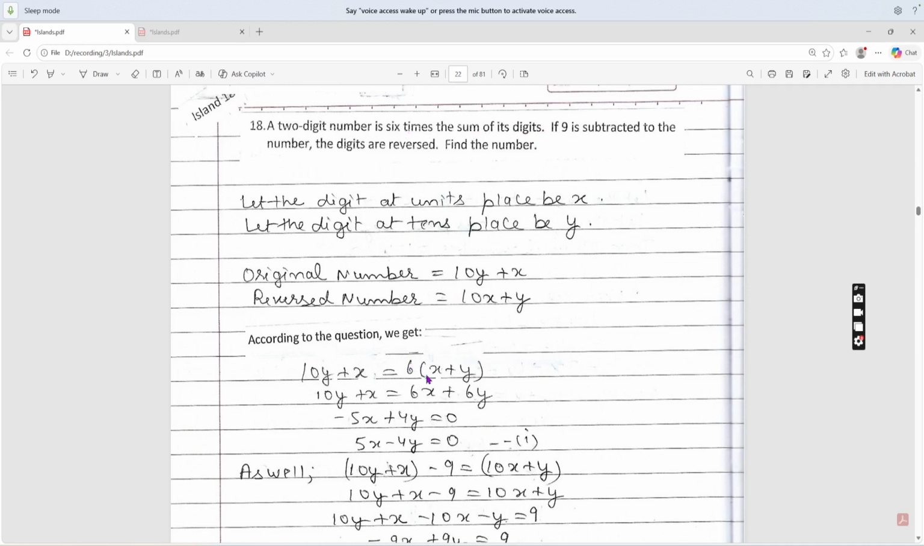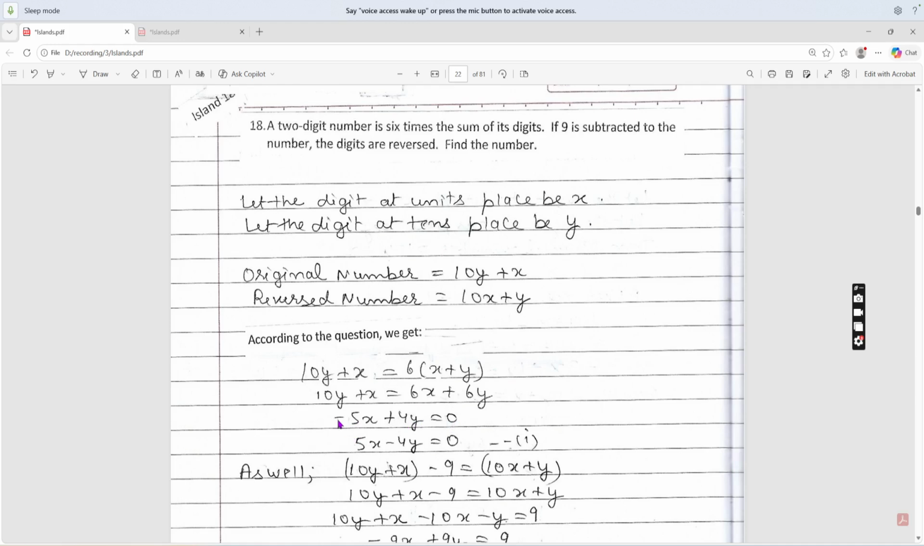It is 6 times, so 6 into x plus y, and that is equal to the original number. Here it is written a two-digit number. Nothing is written, either original or new number, so we always take it as the original number, which is equal to 10y plus x as per our assumption. So according to the question, we get 10y plus x is equal to 6 into x plus y. Now just open the bracket. 10y plus x is equal to 6x plus 6y. Now when we shuffle it, we get minus 5x plus 4y is equal to 0. This you can do on your own.